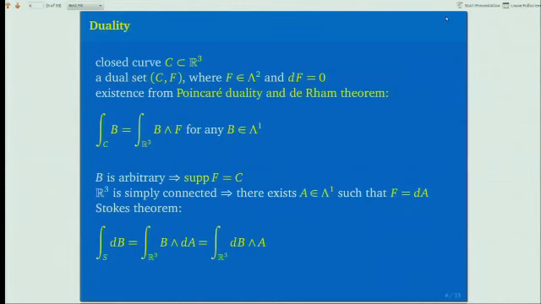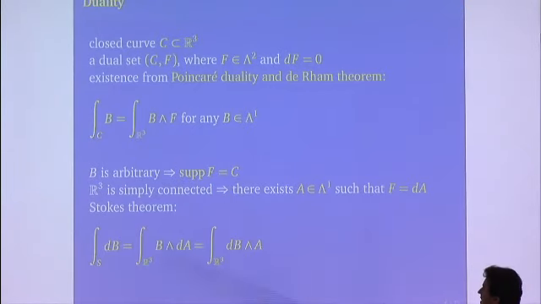So, duality. Duality is just a simple consequence of Poincare duality and the de Rham theorem, and it states that if you have any differential one form B, the integral over C is the same as the integral over R3 with some 2 form F. And this F is a closed 2 form. If you want to think of the meaning of this, think of this as a delta function with support on the contour C. So whatever happens outside of the contour doesn't matter, and this integral gets reduced to B. And by construction, F has to be a closed form.